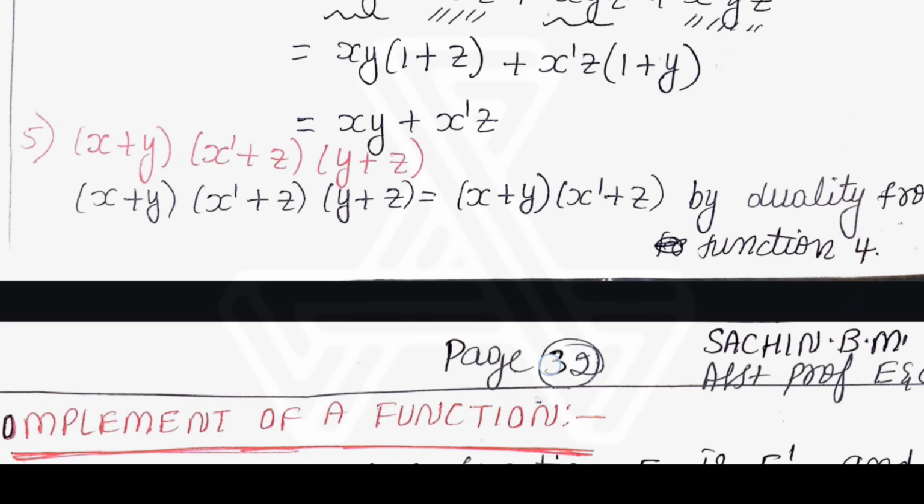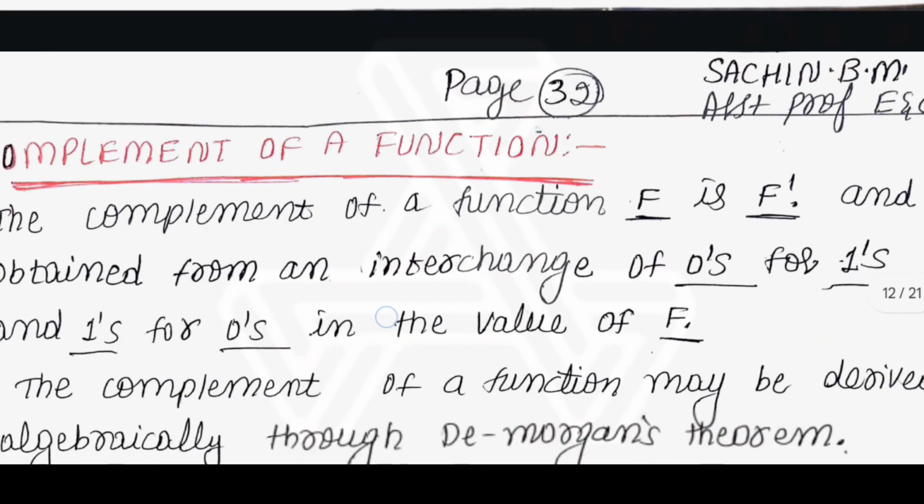So x plus y into x dash plus z into y plus z. By duality from this we have x plus y into x dash plus z, by duality from function 4.